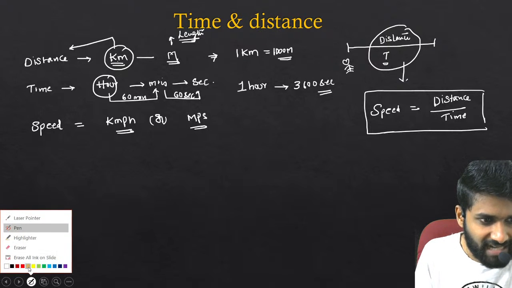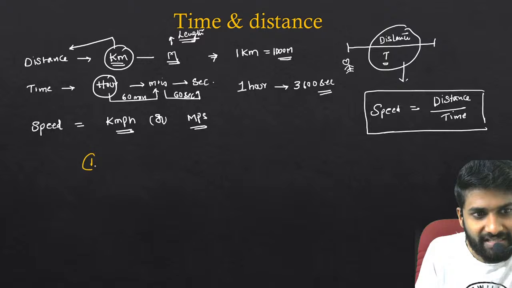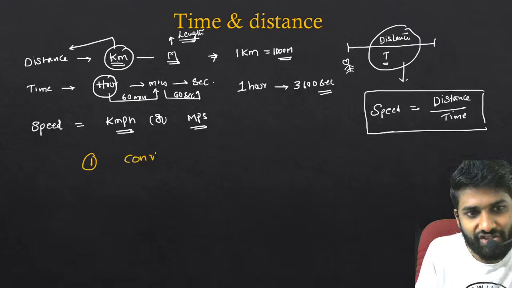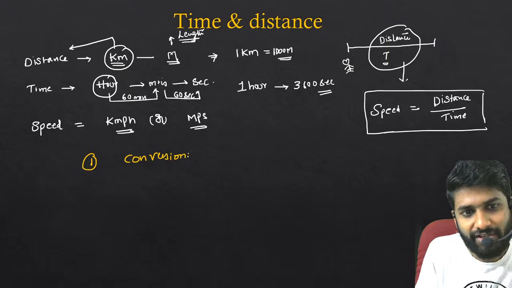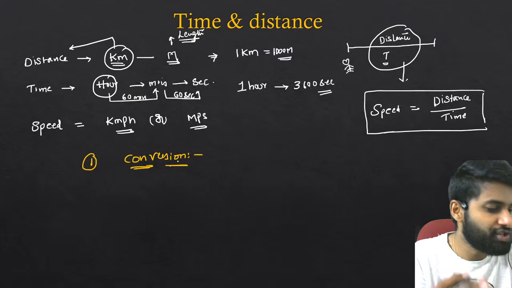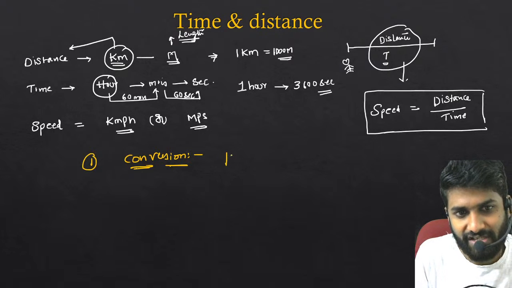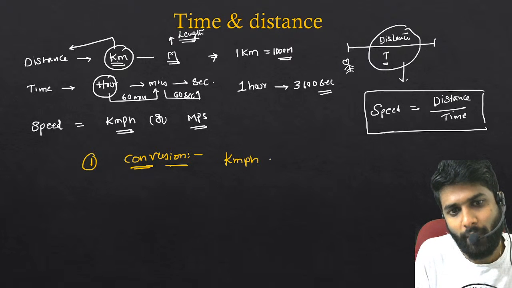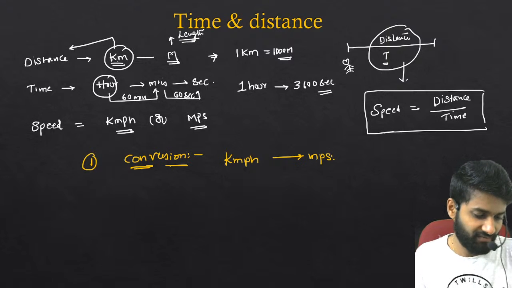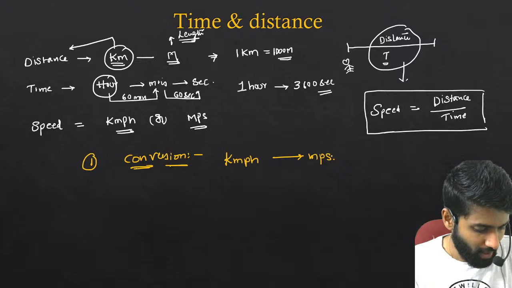Here we'll start our first concept in time and distance, which deals with conversion. Conversion is the first important parameter while solving any question related to time and distance. Sir, what is the conversion? Conversion means we should convert kilometer per hour to meter per second. That is the first conversion.